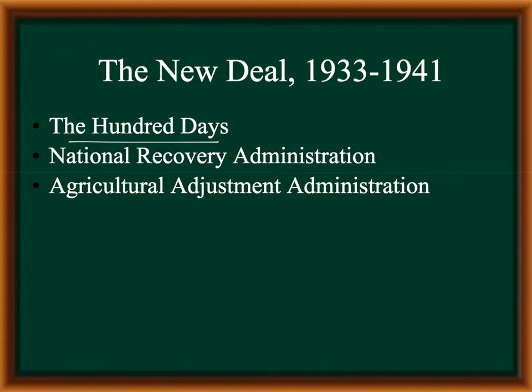And so during the first 100 days of President Roosevelt's presidency, Congress passed an impressive body of legislation. On March 5th, 1933, FDR declared a bank holiday, and this was an attempt to stop people from pulling all of their money out of the banks at the same time.